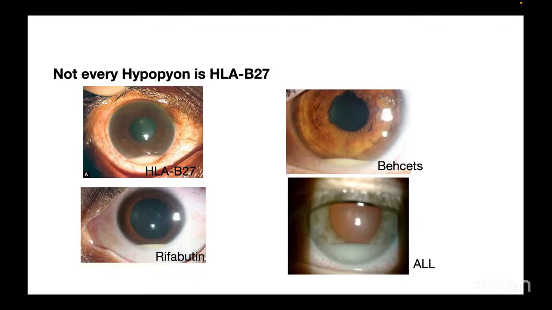There are a few causes of hypopyon. You have to look for HLA-B27, Behçet's, rifabutin, and there is acute leukemia also, acute myeloid leukemia and acute lymphocytic leukemia. These also present with hypopyon. Most of the time we see HLA-B27 presenting with hypopyon, but not only that. You have to ask about other causes also.